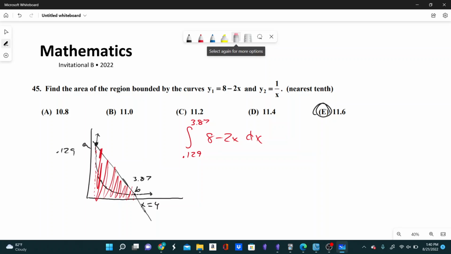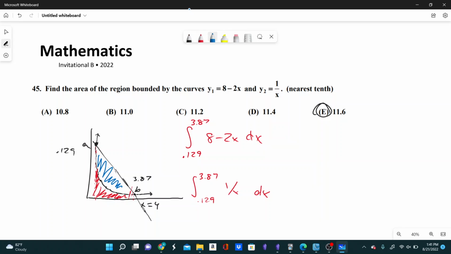And then the reason we integrate 1 over x also is, look at this. Now if we integrate from 0.129 to 3.87 of 1 over x dx, what does that area look like? It looks something like this, right? And so you can see, if we just take that full area that we found for 8 minus 2x and take out this area that we found integrating just 1 over x, or just subtract them, then we're left with this area, which is what we really want. So that's why you subtract.